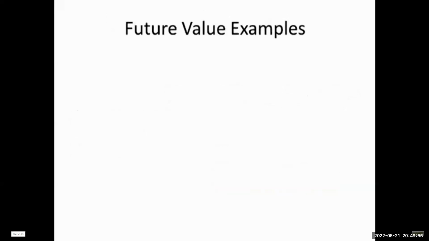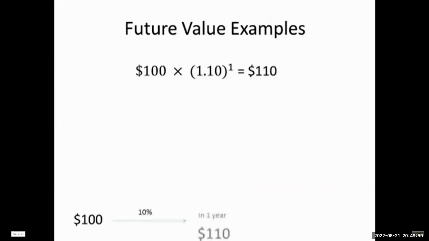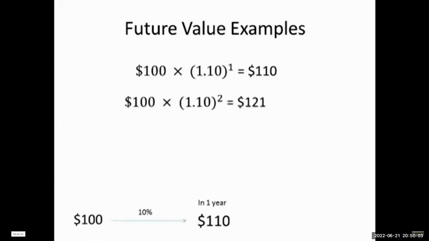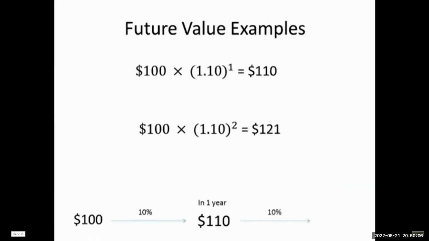Let's do some examples. If we were to invest $100 at 10% for 1 year, it would grow to $110. If we were to keep that same $100 in the account and allowed it to grow an additional 10%, it would grow to $121. Now in the first year, our investment grew $10, but in the second year, it grew $11. This is because of compounding. In the second year, not only did we earn 10% interest on our $100 investment, but we also earned 10% interest on the interest earned from the previous year.